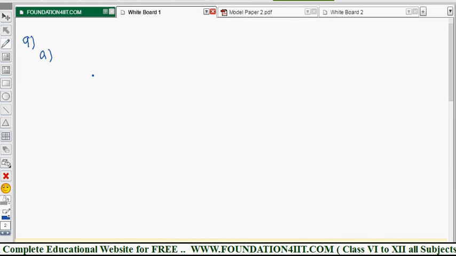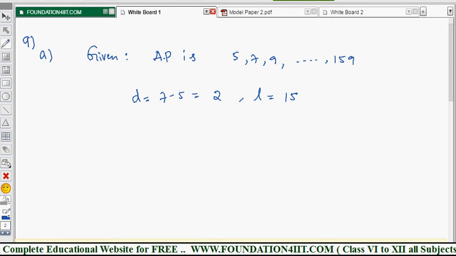So the given series is an AP, an arithmetic progression: 5, 7, 9, and so on, up to 159. Here D is the common difference, and D equals 7 minus 5, the second term minus the first term, so 7 minus 5 is equal to 2. And the last term is L, and L is 159. Then we can use the nth term from the end.